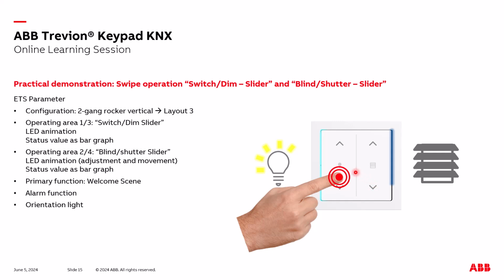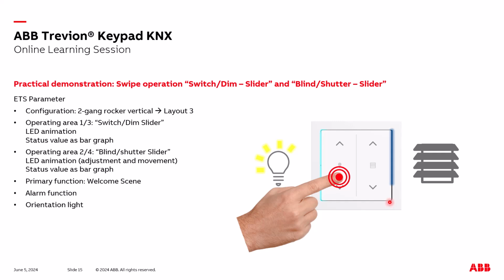I would like to have a 2-gang rocker vertical, and then here my operating area 1 and operating area 3 is now my switch dim slider. And on the right side, my operating area 2 and 4 is now my blind shutter slider. Additionally, I want to use this LED animation, so the running LEDs.